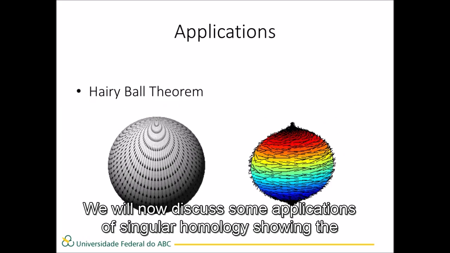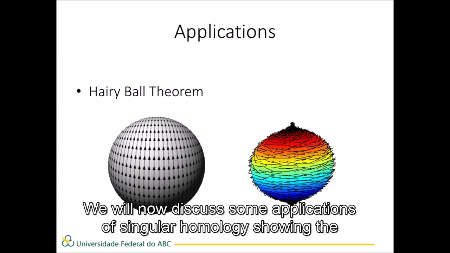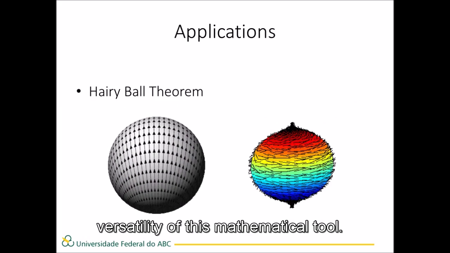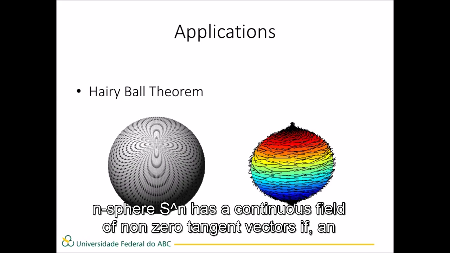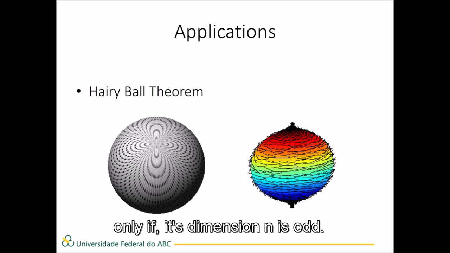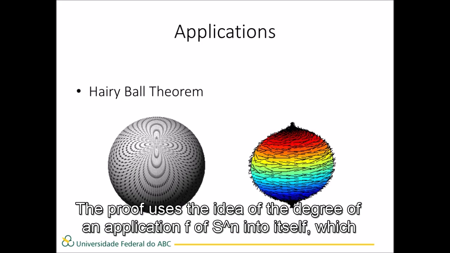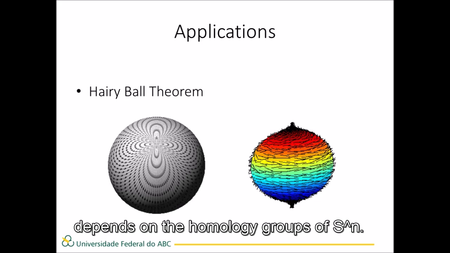We will now discuss some applications of singular homology, showing the versatility of this mathematical tool. The first result is the Hairy Ball theorem, which says that an n-sphere Sn has a continuous field of non-zero tangent vectors if and only if its dimension n is odd. The proof uses the idea of the degree of a map f of Sn into itself, which depends on the homology groups of Sn.